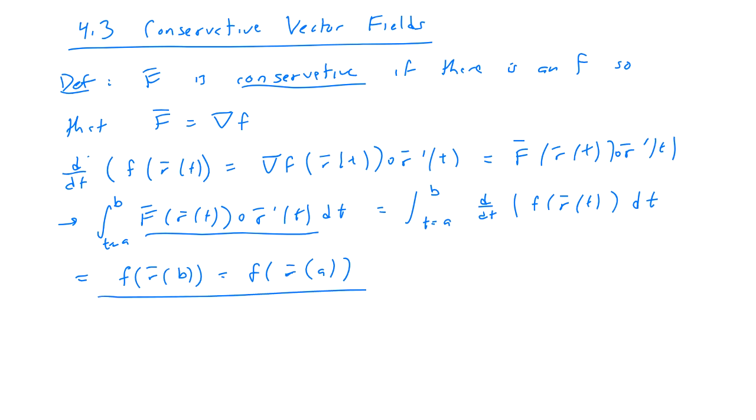So if the thing is conservative, you'll notice we don't need to know the path. We don't need the parameterization. All we need to know, because r(A) and r(B) are just going to be points, is what point to start at and what point we end at.